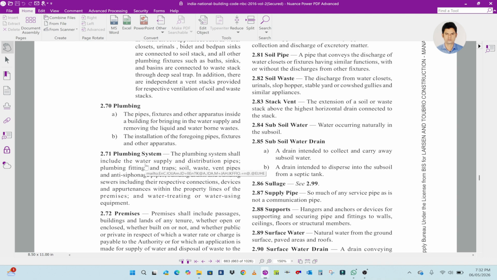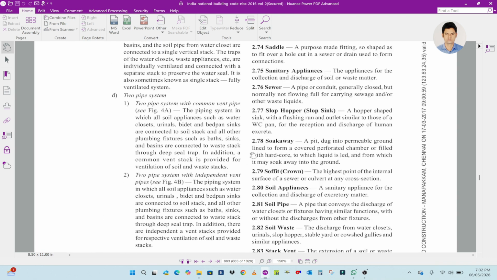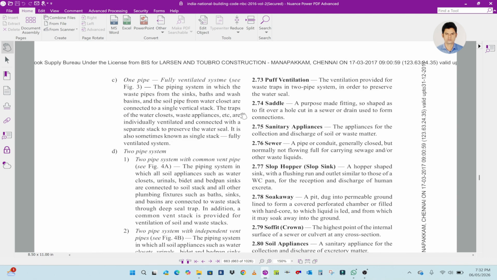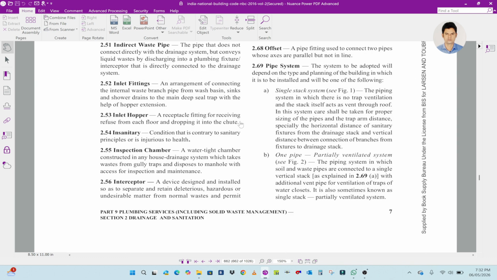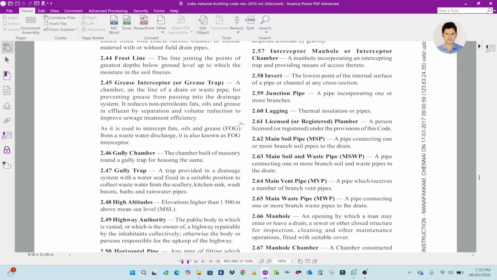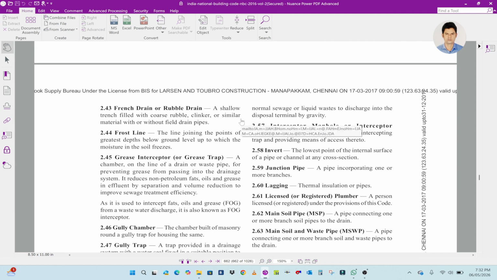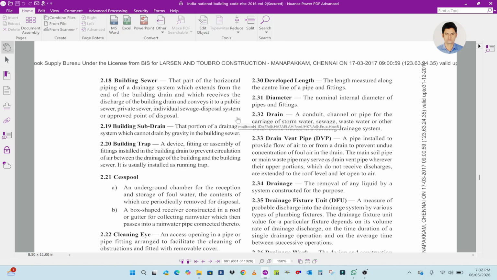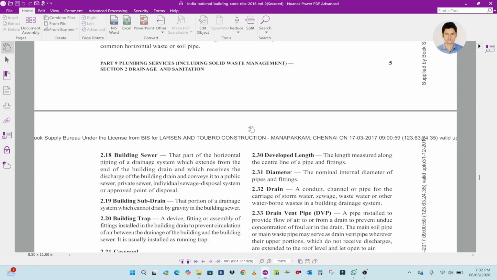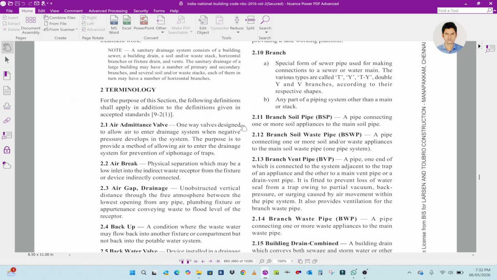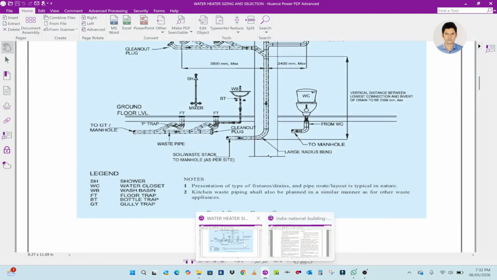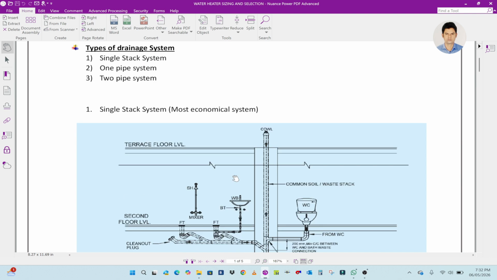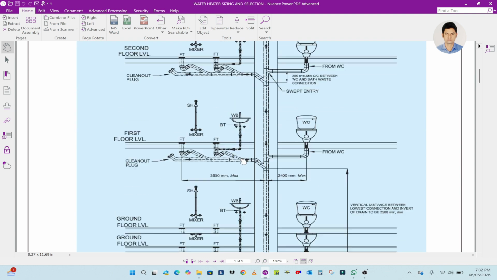See the plumbing system. In the plumbing system, there are different systems. This is a very big chapter, so if you read it, you can learn different points. Anyhow, let me open the notes here. This is single stack system, which is the most economical system.